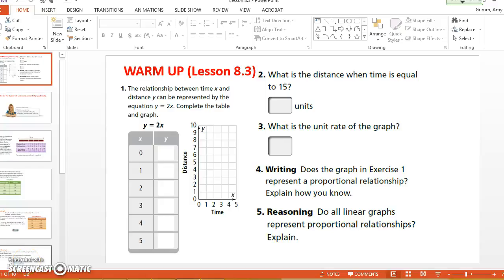did yesterday. It says the relationship between time and distance, y, can be represented by the equation y equals 2x. Complete the table and graph. So I need to complete my table. How would I do that? Ashton? So it says y equals 2x.